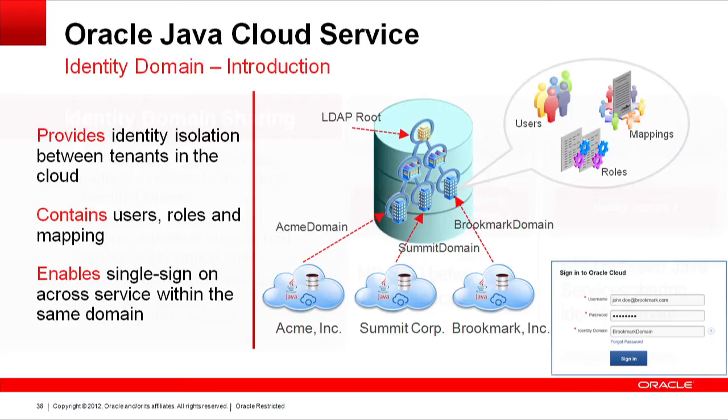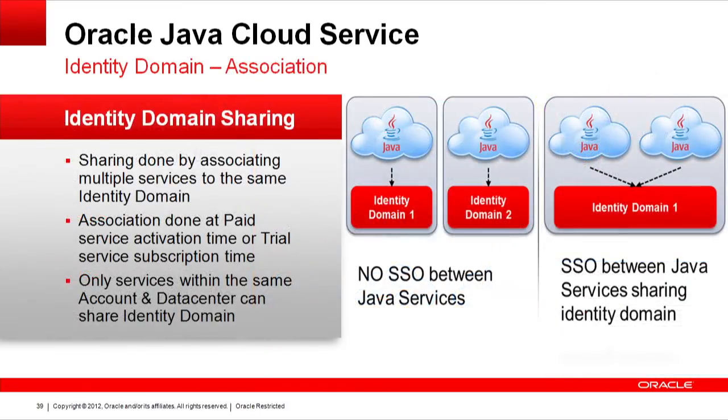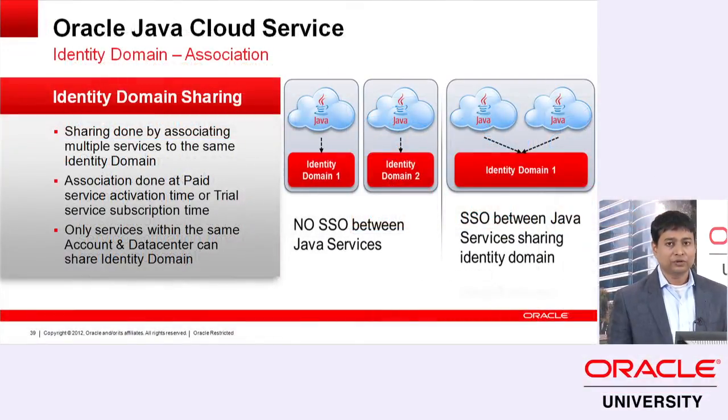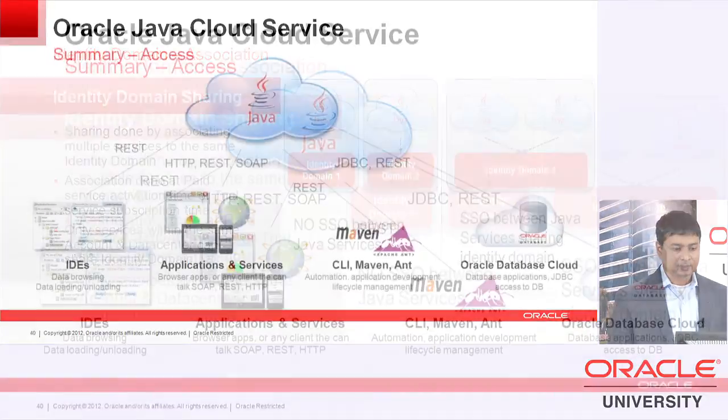And what really happens is when you log into Java Cloud Service or any of our services, you give the username, password, and you give the identity domain. That together makes it a unique user within the Oracle Public Cloud. You can share identities, as I said. You can have 1:1 or many services point to the same identity domain. The advantage of many services pointing to the same identity domain is that you get out of the box single sign-on between applications on all these services.